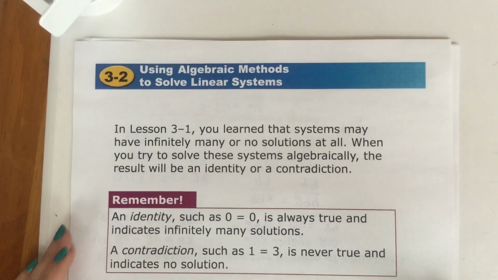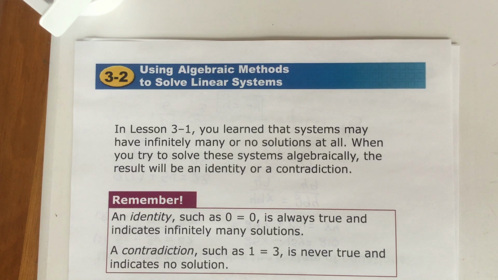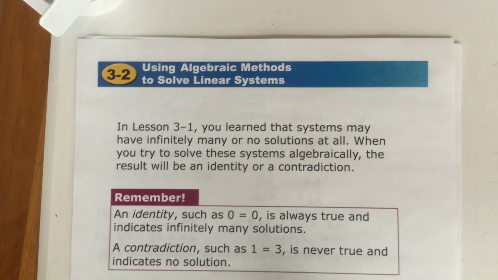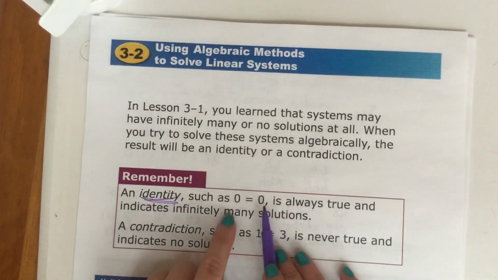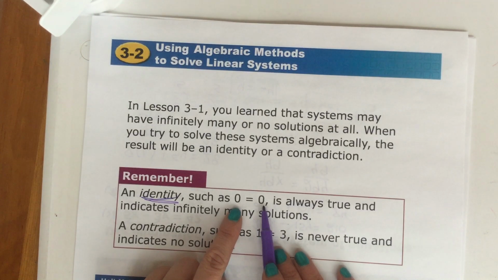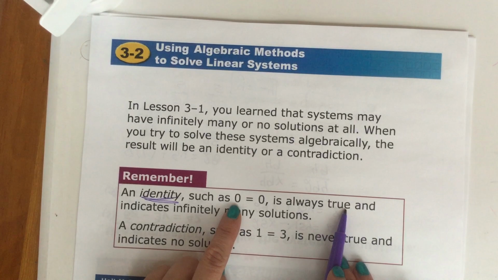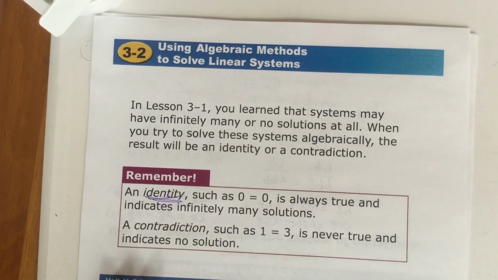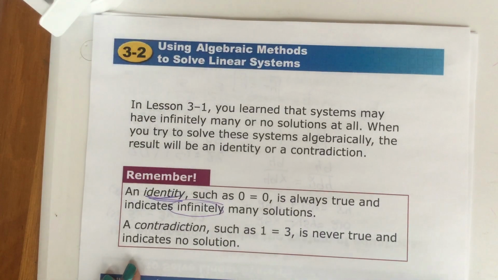Let's keep on going. Okay, in lesson 3.1, we learned that some systems might end up actually being the same line, so you have an infinite amount of solutions. Sometimes you might graph a system and it doesn't have any solutions at all. They're parallel lines. Well, when we're solving using algebra, we might end up with those kind of scenarios. If you end up with what is called an identity, meaning all of the letters cancel and you have a number equals a number, like 0 equals 0, or 5 equals 5, or 8 equals 8. If you have something that is always true, that means that those lines are always touching, meaning they're the same line, so you have an infinite amount of solutions.